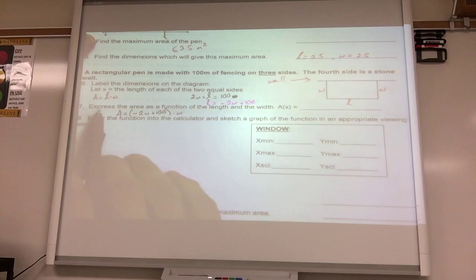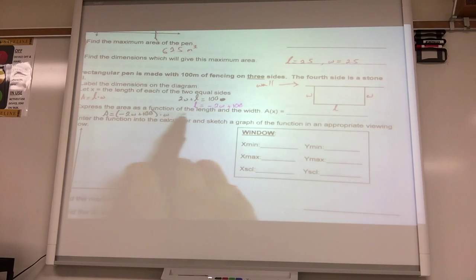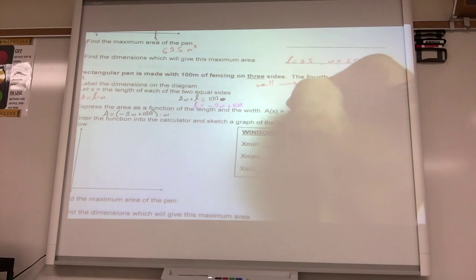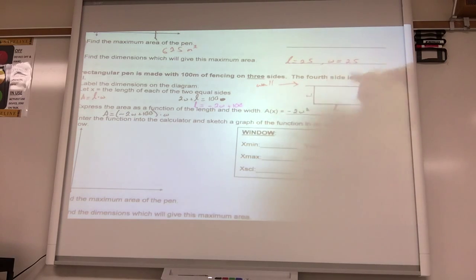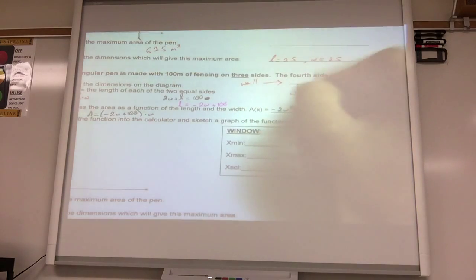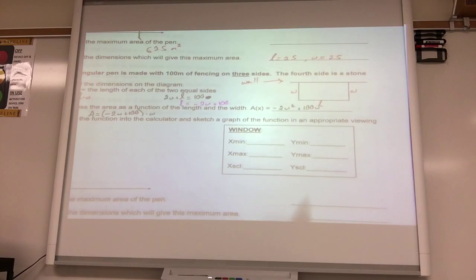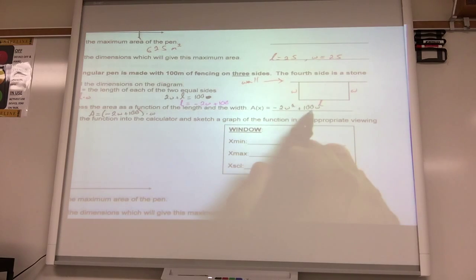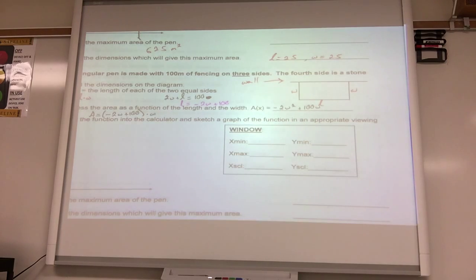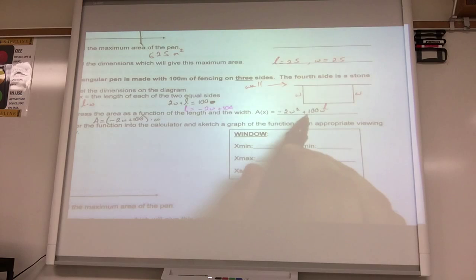Okay, so to finish off and write the complete area expression, I'm going to multiply the w in. So I have w times negative 2w, so I have negative 2w squared, and then w times 100, so that's plus 100w. And that's my equation that I'm using to maximize. That's my area equation.